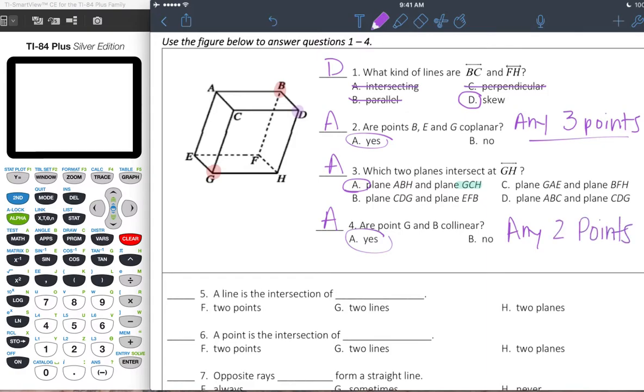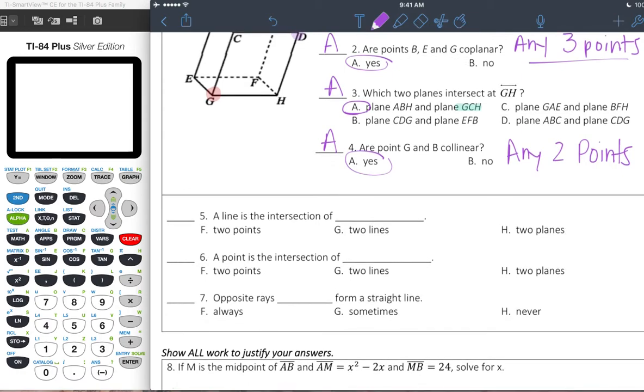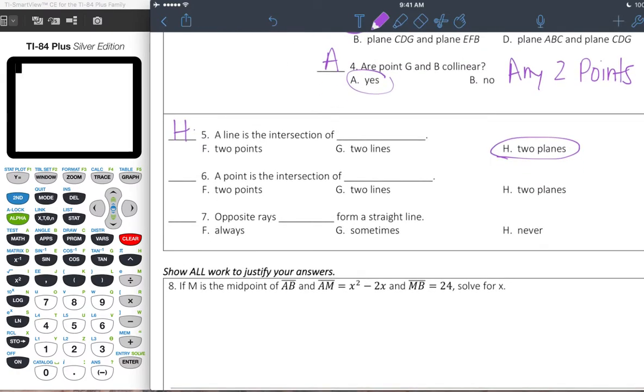All right. Then number 5, a line is going to be the intersection of 2 planes. So H. A point is the intersection of 2 lines. And opposite rays always form a straight line. So opposite rays are going to look like this. They share a common endpoint and they just go opposite directions.